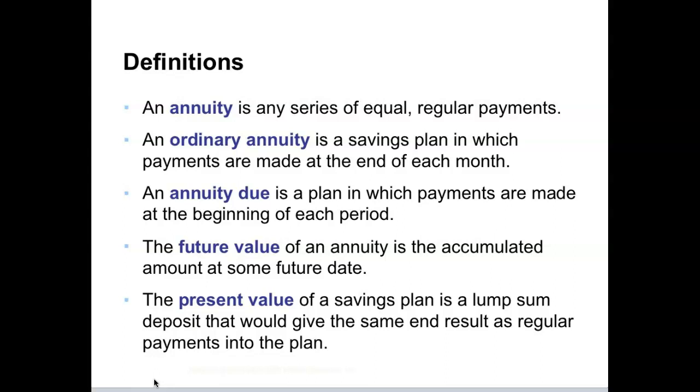In an example, we talked about what an annuity is. So it's any series of equal regular payments. So like an IRA, individual retirement account, is generally an annuity where you just have some amount scraped off the top of each paycheck and dumped into a retirement account for you every time.